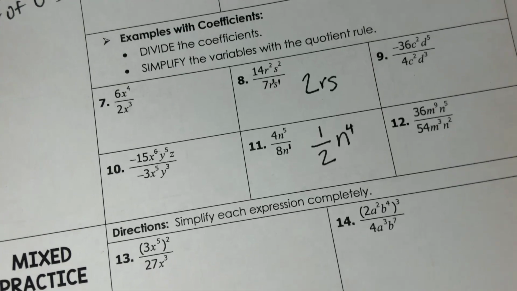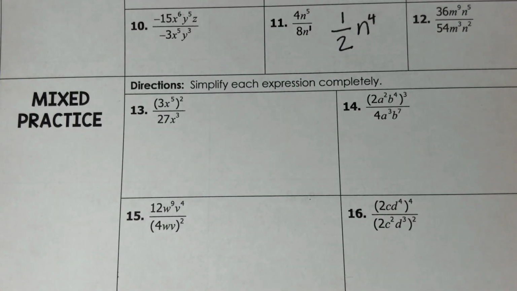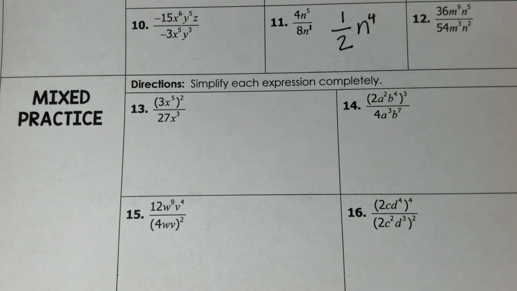So if we look down at the bottom here, we have some mixed practice where we can practice these skills that we've been working on the last couple of days all at once. And so we want to remember that the power rule says that we multiply those exponents together. Multiplication, we add them together, and then division, of course, we subtract them.